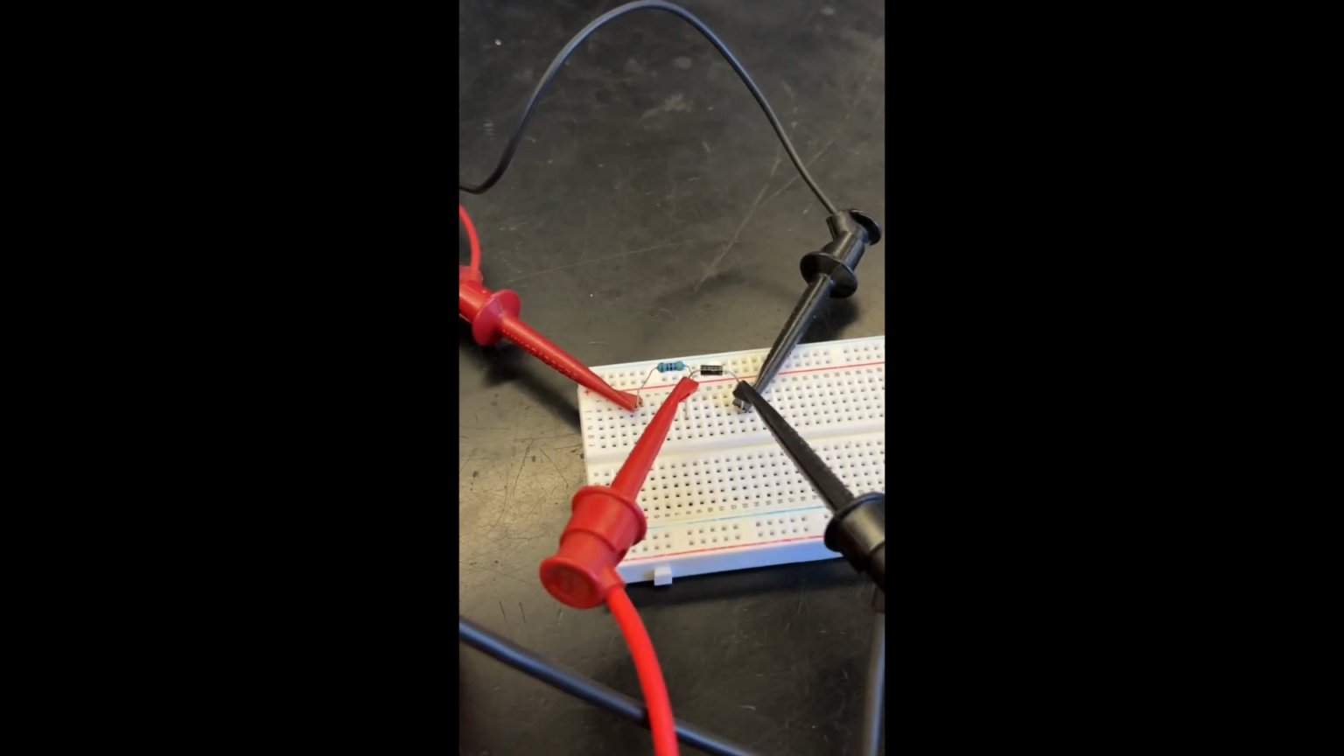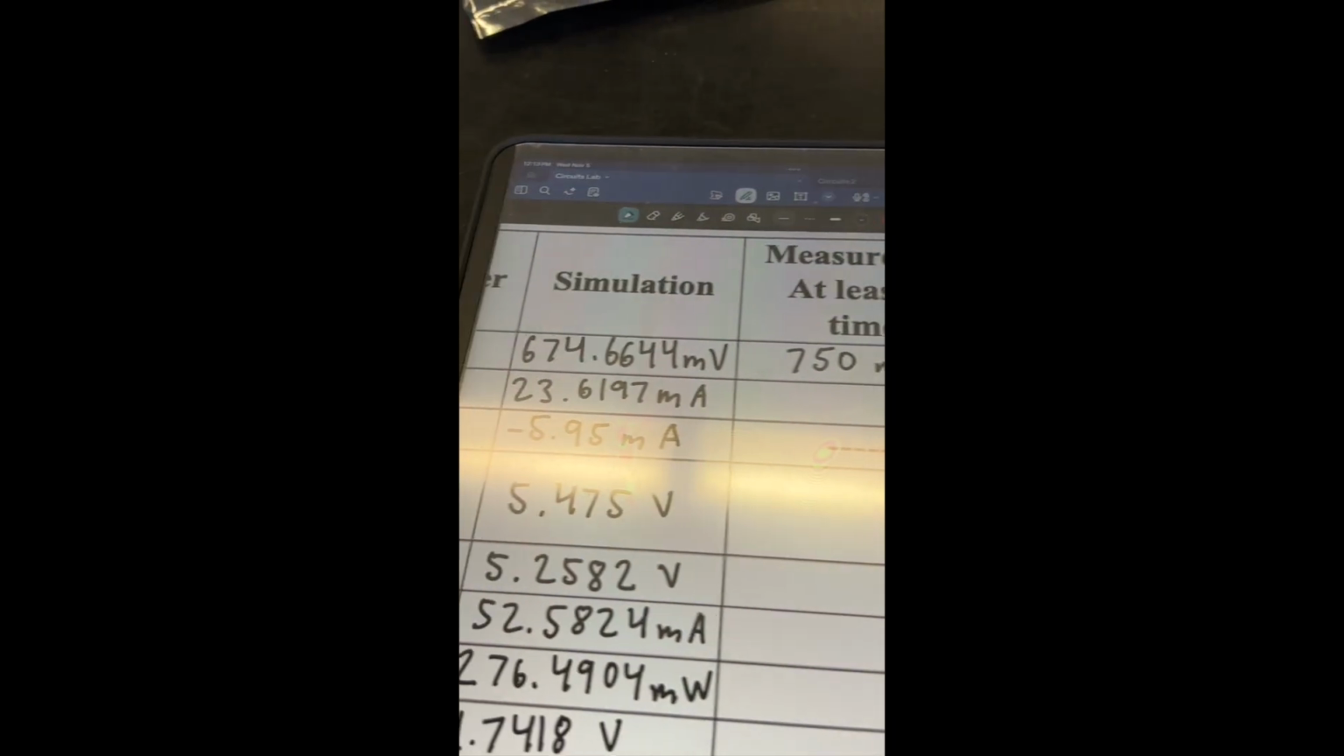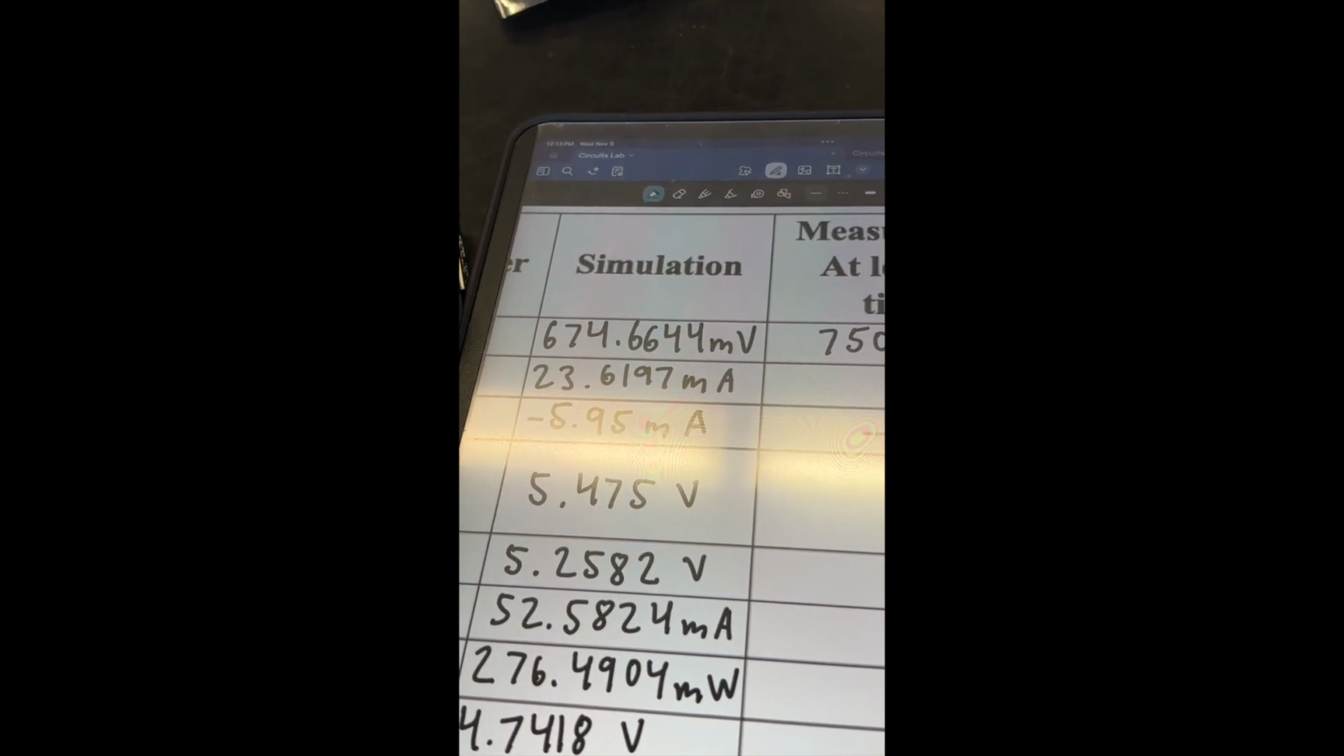And when I do that, when I measure the voltage across the diode, I get 748 millivolts, and I calculated 674 millivolts.